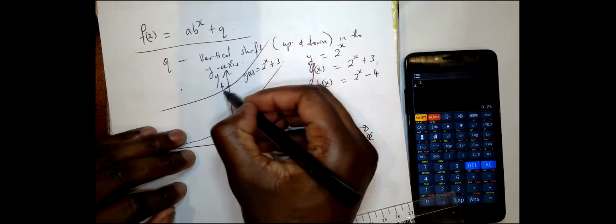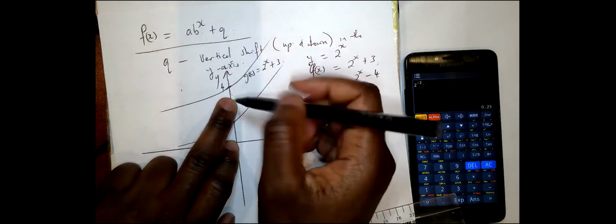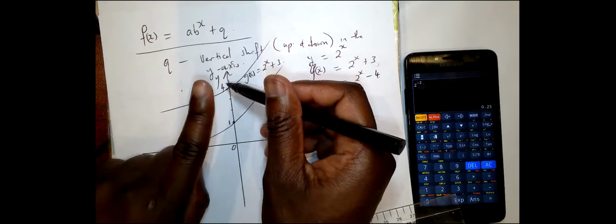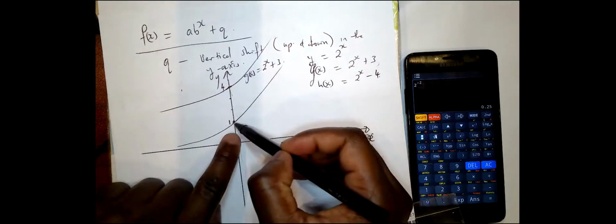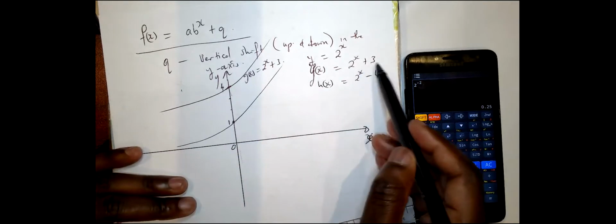So always remember that even if it's drawn like this and you're given 4 units, you must say -1, because already this graph must sit at 1. So it means that its transformation there was +3.